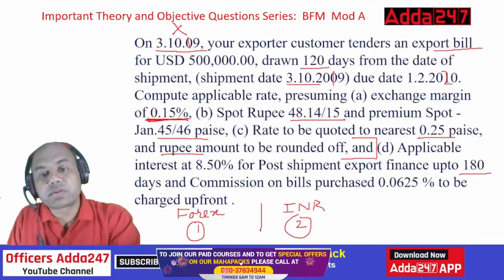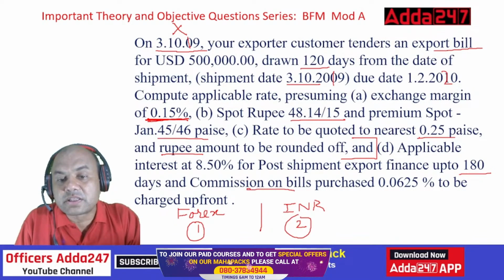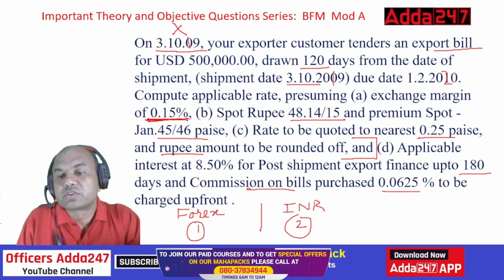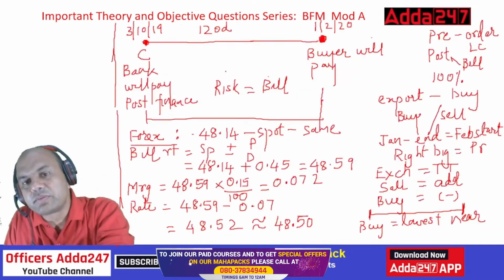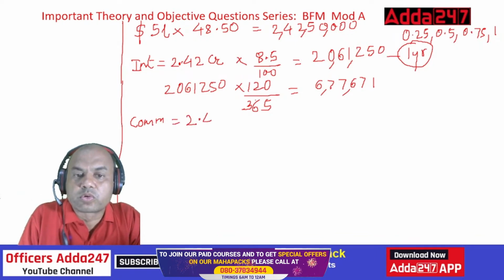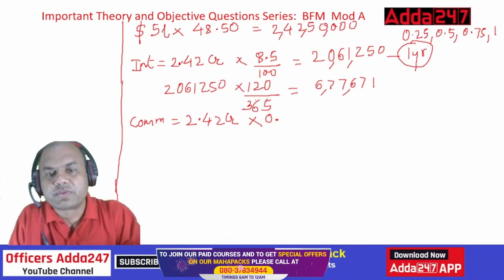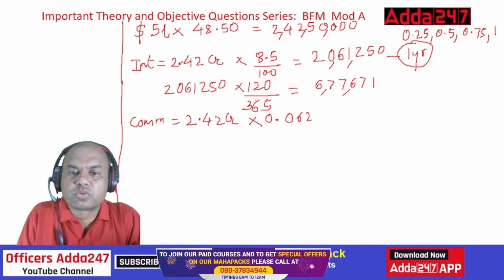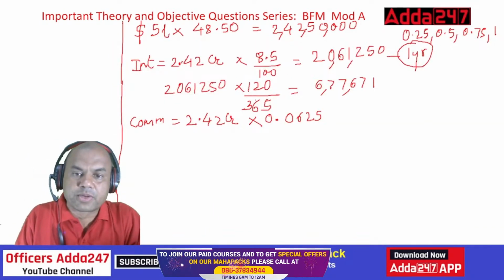But what is given in the problem? There are two things given. One is the interest up to 180 days, and second is commission. Commission is given as 0.0625%. This is to be charged upfront. It is not per annum or for 120 days. It is flat. So let's write the commission also: 2.42 crores into 0.0625 upon 100.